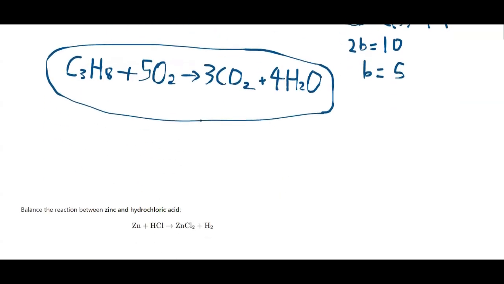And last but not least, let's balance out the reaction between zinc and hydrochloric acid. So I'm going to go ahead and write all my coefficients down here. A, B, C, and then D. And as always, I like to write out all the elements. So zinc, hydrogen, chlorine.